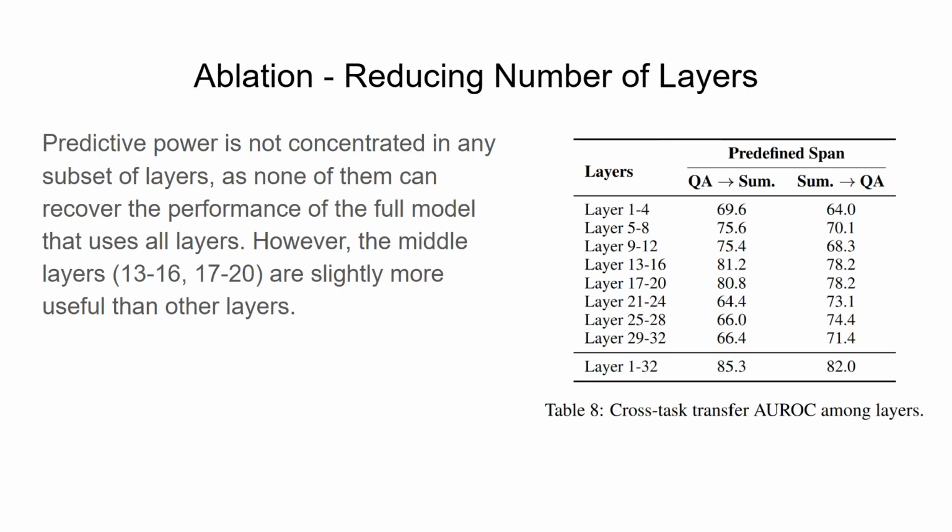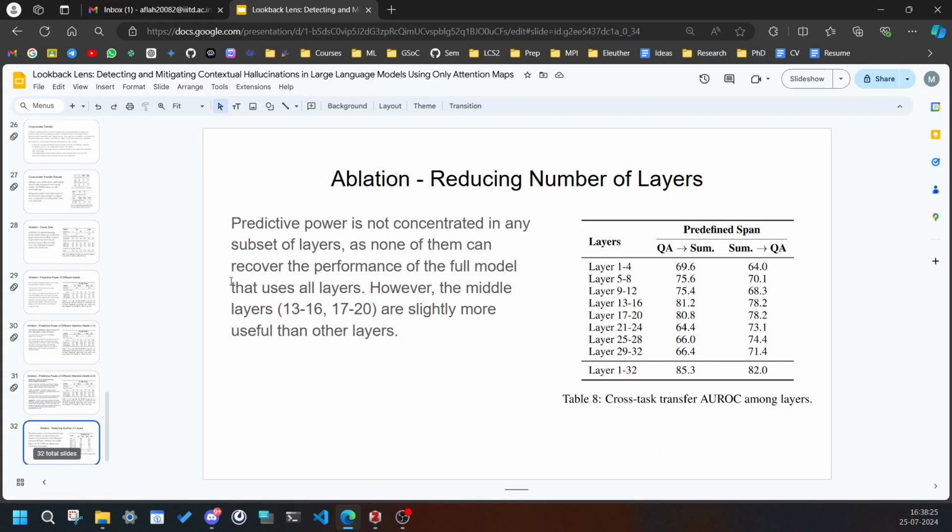And now, what if you reduce the number of layers? So, how about using only attention heads from a particular layer? And you can see that it seems that it is not concentrated in any given layer. However, layers 13 to 16 and layers 17 to 20, so the middle layers, seem to be the closest. And some layers, like if you only use the start or the end, perform much worse. But it still isn't the case that if you use only one set of layers, you can recover your entire performance.